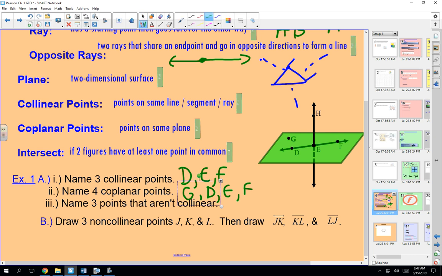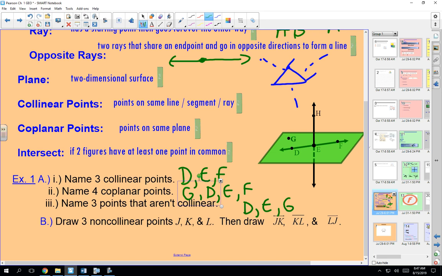All right, and then name three points that aren't collinear. So we need to name maybe two points that could be on the same line, and then maybe one point that's not. So if we throw in D and E, maybe throw in G. That would be one way to do it. So three points that aren't collinear, we have D, E, and G. D and E are collinear, but G is not.